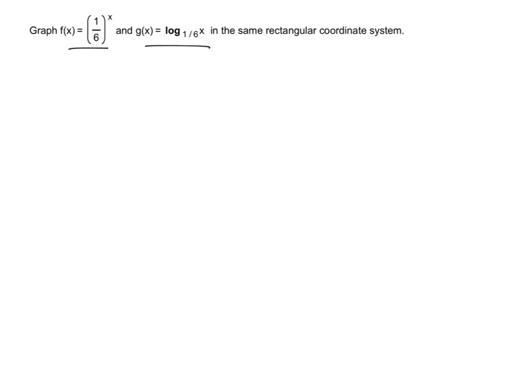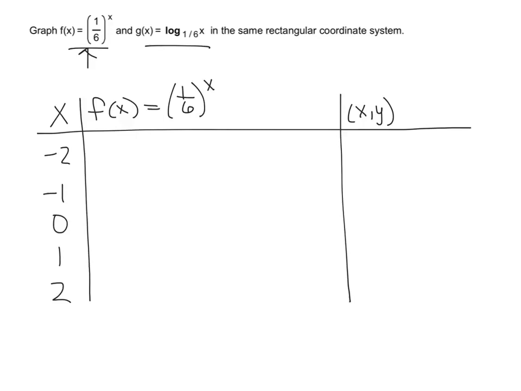In order to graph log base 1/6 of x, we're going to first graph the exponential form and then interchange the xy ordered pairs to graph the logarithmic form. I set up a chart and I picked values for x that were negative and positive. So I picked -2, -1, 0, 1, and 2. You can pick any values for x that you would like, but make sure that you pick negative and positive values. Next, we're going to evaluate f of x at each of these given x values.